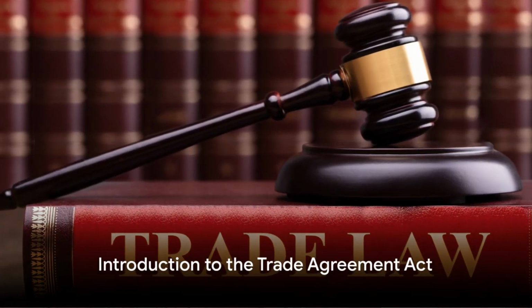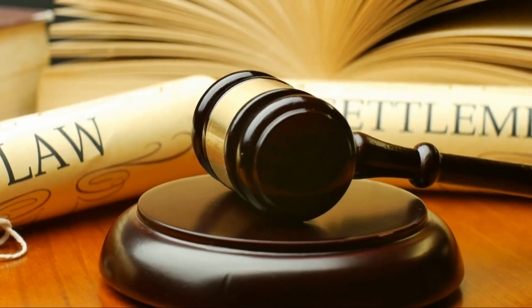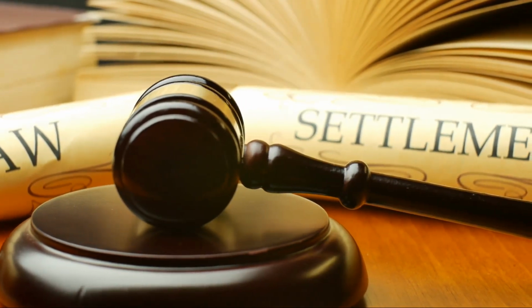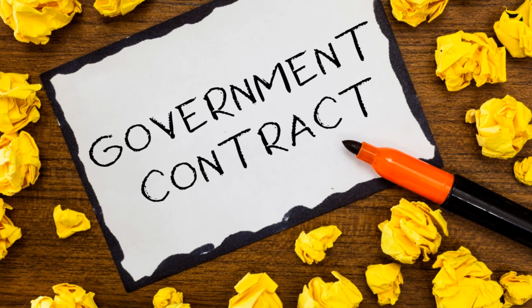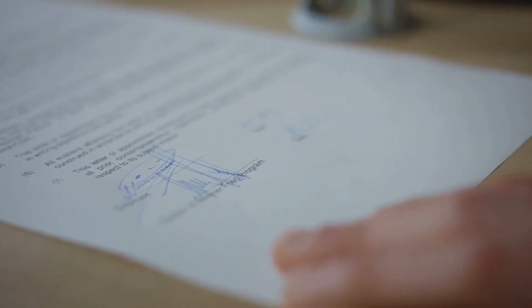What is the Trade Agreements Act? The Trade Agreements Act, TAA, in government contracting is the go-to statute that implements numerous multilateral and bilateral international trade agreements and other trade initiatives. The TAA applies to all GSA schedule contracts unless otherwise stated in the solicitation or contract.